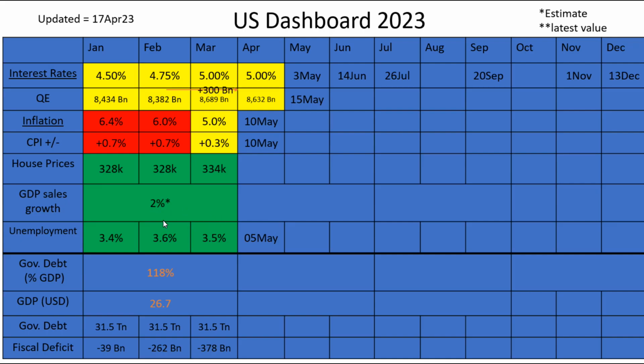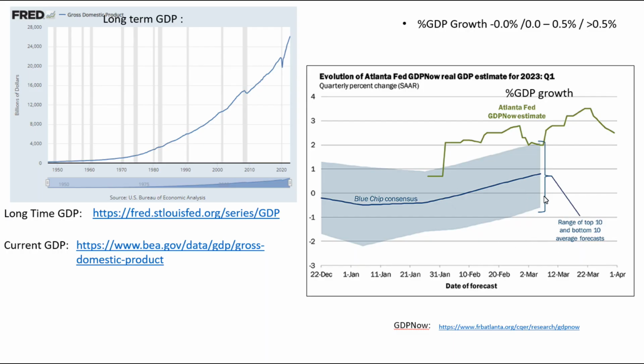So GDP growth, and I get my 2% number using the GDP Now data. And they have the GDP Now at about 2.5%, and the blue chip consensus currently about 1%. So that's where I get my 2% from.